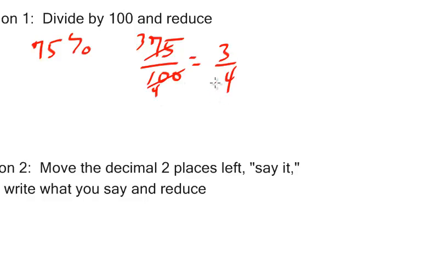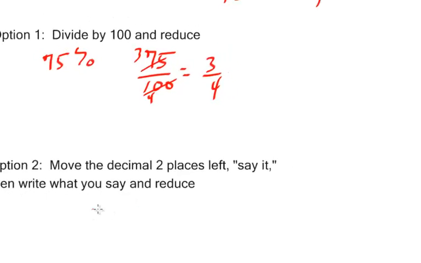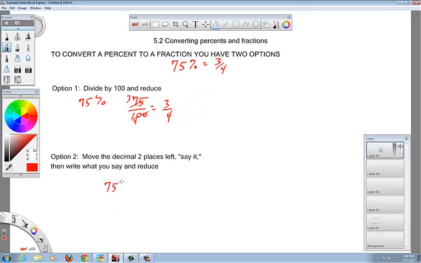So this becomes 3/4. For option two, which is the way I learned it in school, if you have 75%, following the rule here, you move the decimal two places left. So we're going to convert it to a decimal. It starts here, move it back two places. This becomes 0.75. And then instead of saying 0.75, we say 75 hundredths. So this becomes 75 over 100. That's what I mean by say it and then write what you say. So we say 75 hundredths, write it like that, and then reduce to 3/4, just like you did here. But by dividing by 100, you bypass this step.